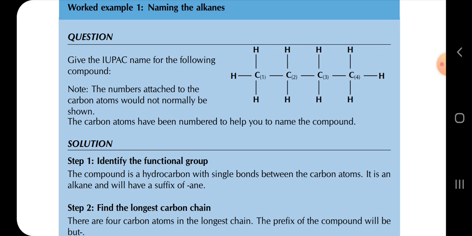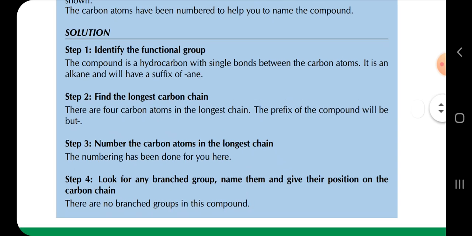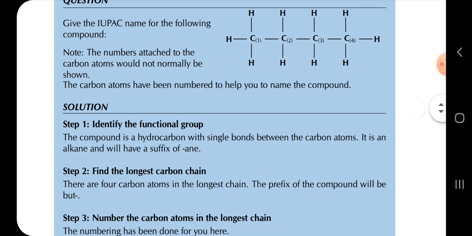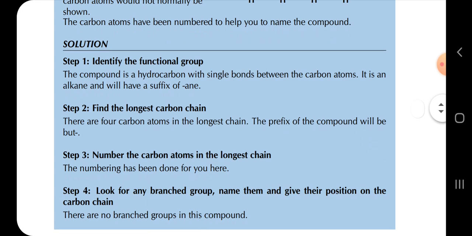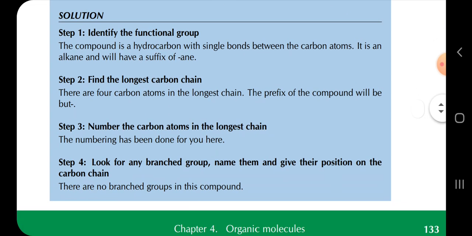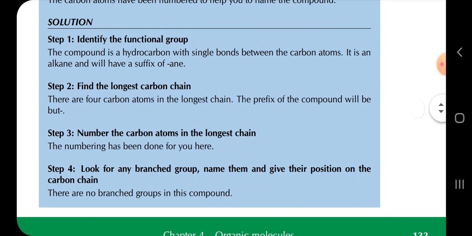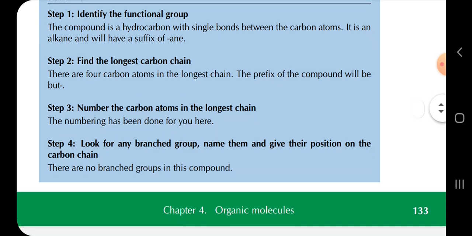You can start wherever you want. So we start with number 1, number 2, number 3, number 4. We have 4 carbons in the parent chain. And then step 3 is to number the carbon atoms in the longest chain. Here we have numbered them. The last step is to look for any branch group, name them, and give their position on the carbon chain. There are no branch groups in this compound.